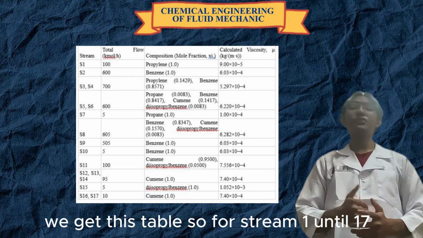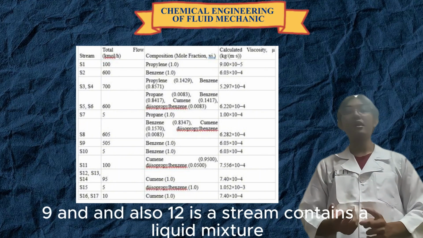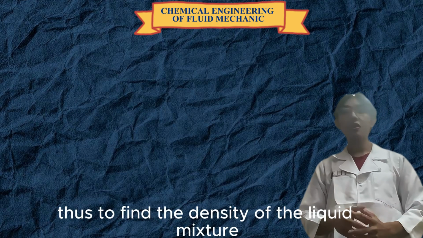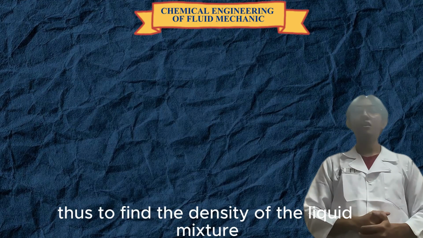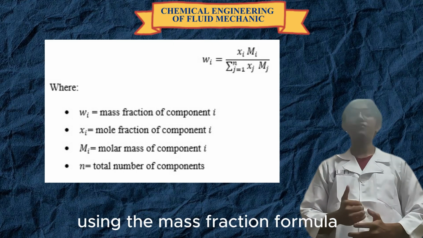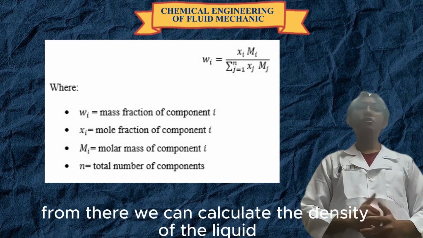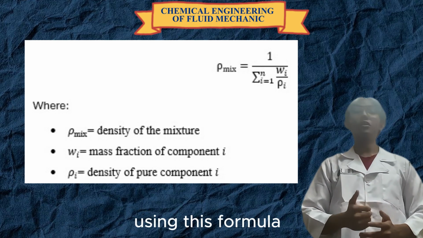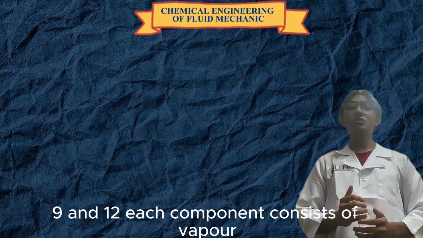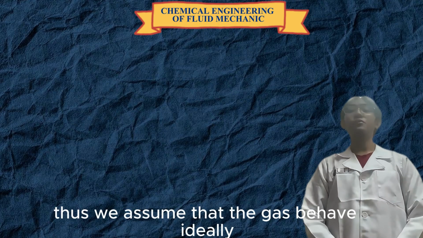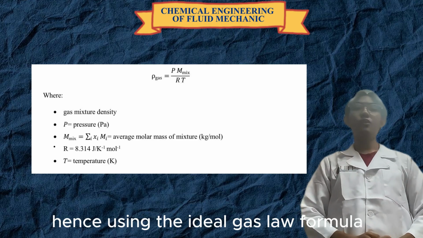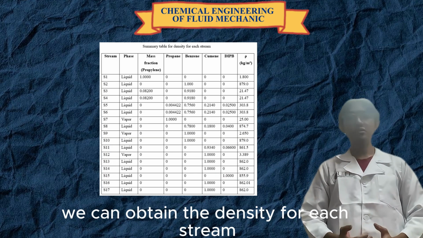So for streams 1 until 17, except for streams 7, 9 and also 12, each stream contains a liquid mixture. Thus, to find the density of the liquid mixture, we must find the mass fraction for each component of the liquid mixture using the mass fraction formula. From there, we can calculate the density of the liquid using this formula. But for streams 7, 9 and 12, the components consist of vapor. Thus, we assume that the gas behaves ideally. Hence, using the ideal gas law formula, we can obtain the density for each stream.